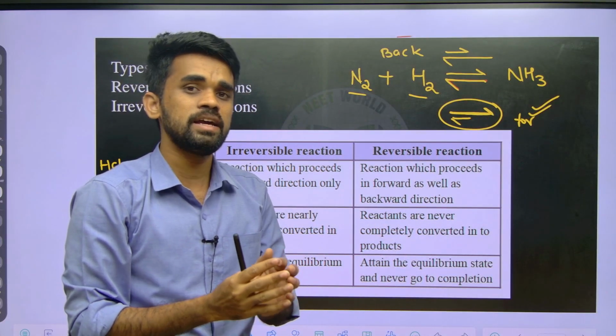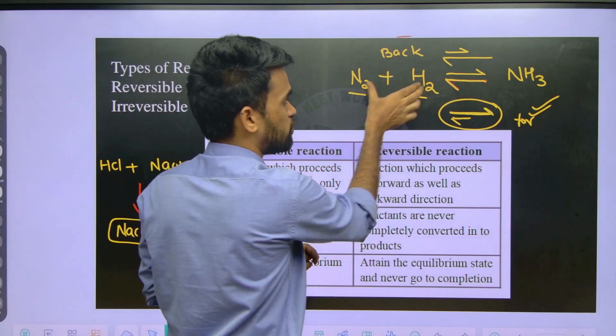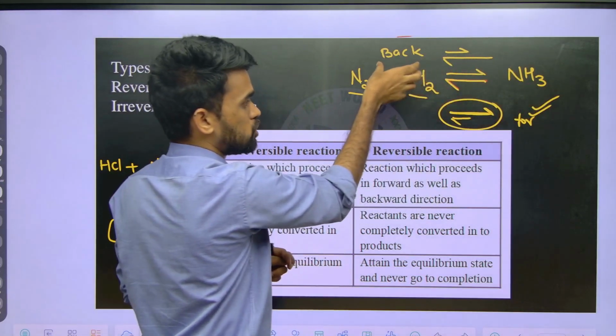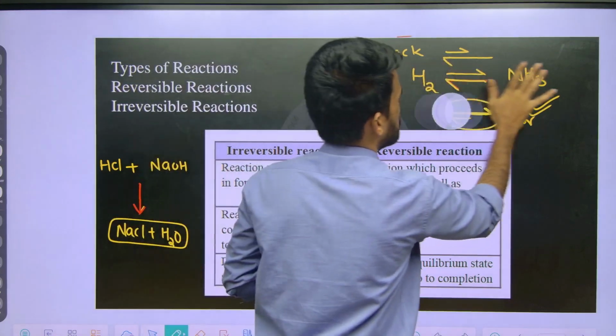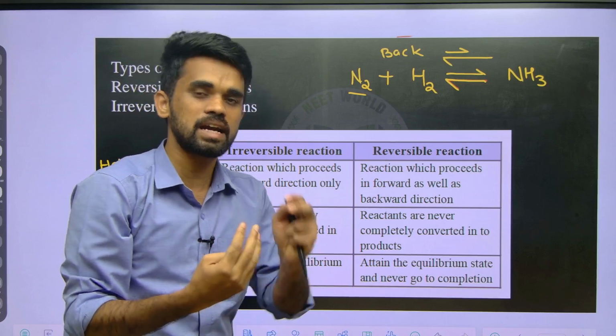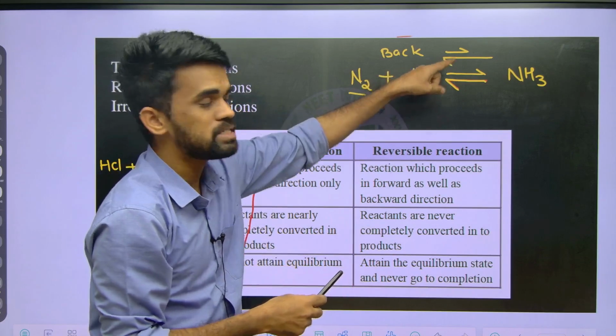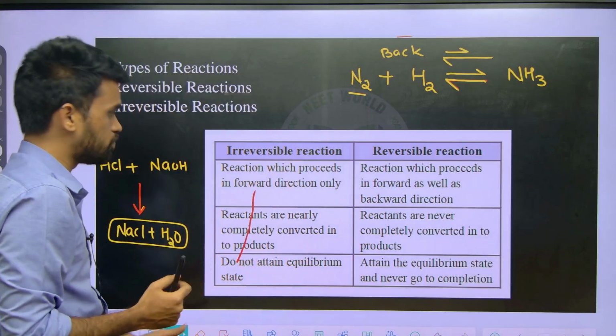Okay, they are saying they are going with the same rate. It means the rate of formation of product and the rate of formation of reactants are the same. Okay, so now I told you reversible reactions have a further classification by the indication of these arrowheads. Let us understand the basic definitions that we have.